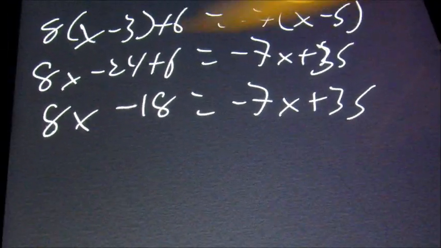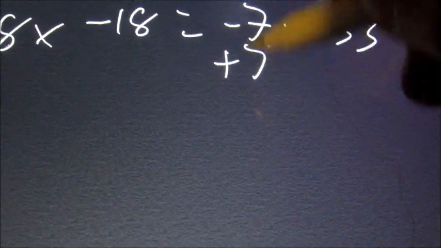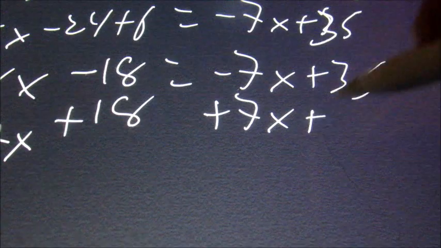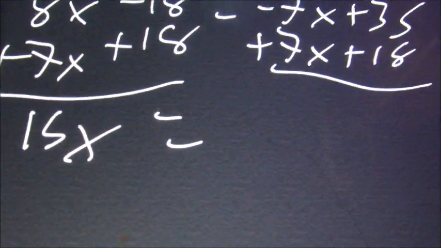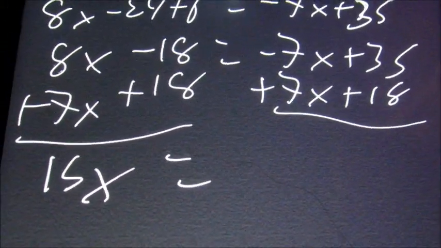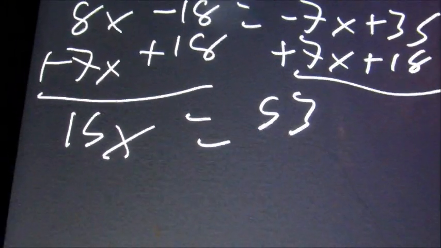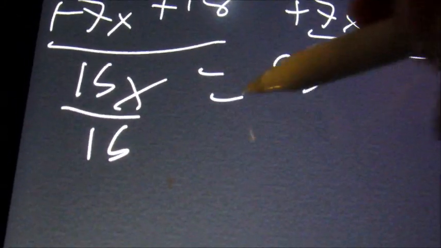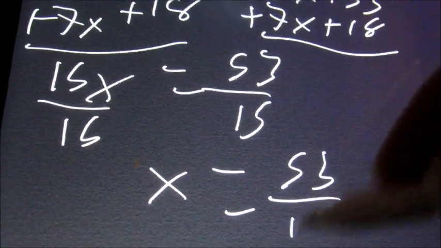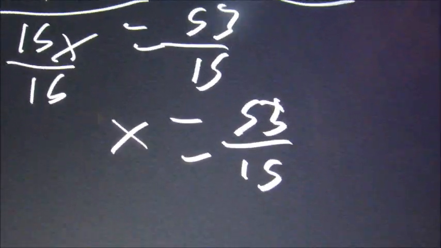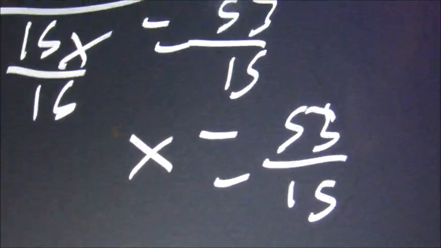I'm going to move my x's to the left, so I'm going to add 7x to both sides. That means I'm going to move my numbers to the right, so I'm going to add 18 to both sides. So now 8x plus 7x is 15x equals 35 plus 18 is 53. Divide both sides by 15, and x equals 53 over 15. And that's as far as we can go there.